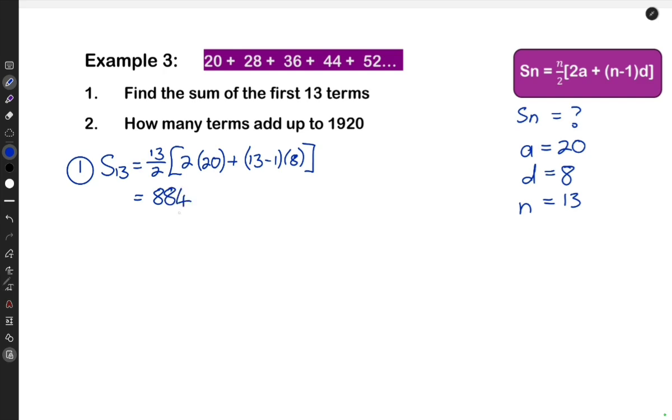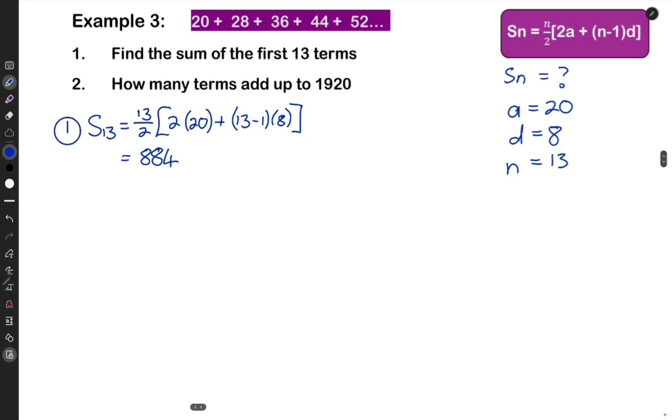Now the advanced question in this section of the work. How many terms would add up to 1,920? This is going to draw on your knowledge from previous algebra sections, especially trinomials. We are going to work out what n is if Sn is equal to 1920. So I'm updating my list. I now know the answer of the question, but I do not know what n is.